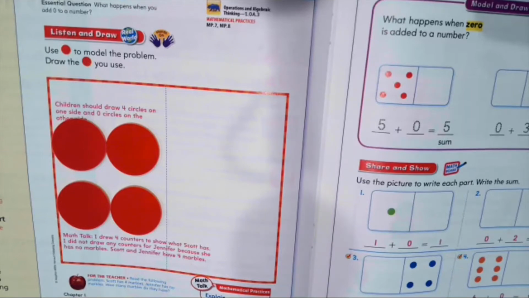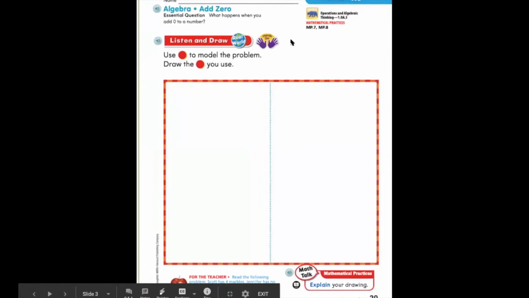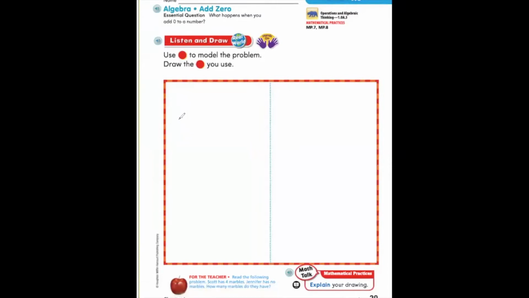So let's go ahead and draw our 4 counters on our paper. Take your pencil and draw the 4 counters on the left side of your page. 4 counters stands for the 4 marbles that Scott has. How do we show no marbles for Jennifer? Well, since we didn't use any counters because Jennifer has no marbles, then we will leave this side blank.